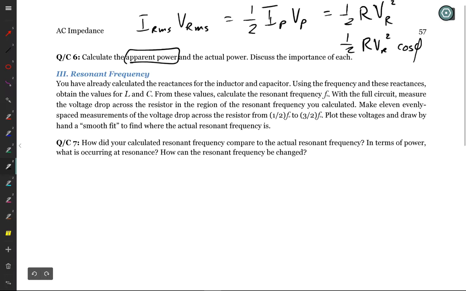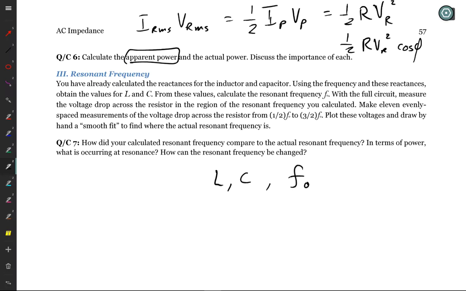Then you do the resonant frequency part. So this last part, you've already calculated what L is, you've calculated what C is, so now you calculate what the resonant frequency is. Remember, we went through this. I'm not going to rewrite it because I want you actually to go and show how you get it. But you calculate the resonant frequency, and then you go from 1/2 the resonant frequency to 3/2 the resonant frequency in steps of 1/10 the resonant frequency.